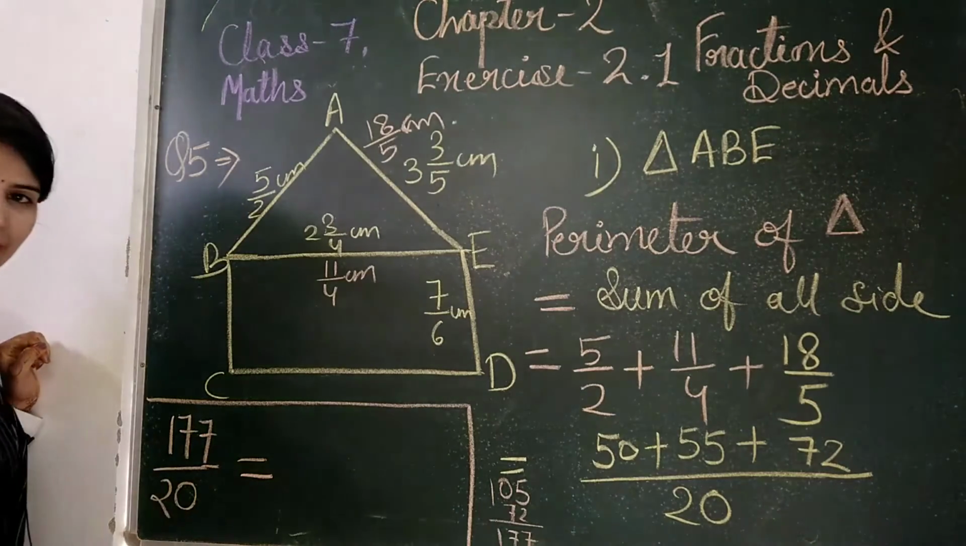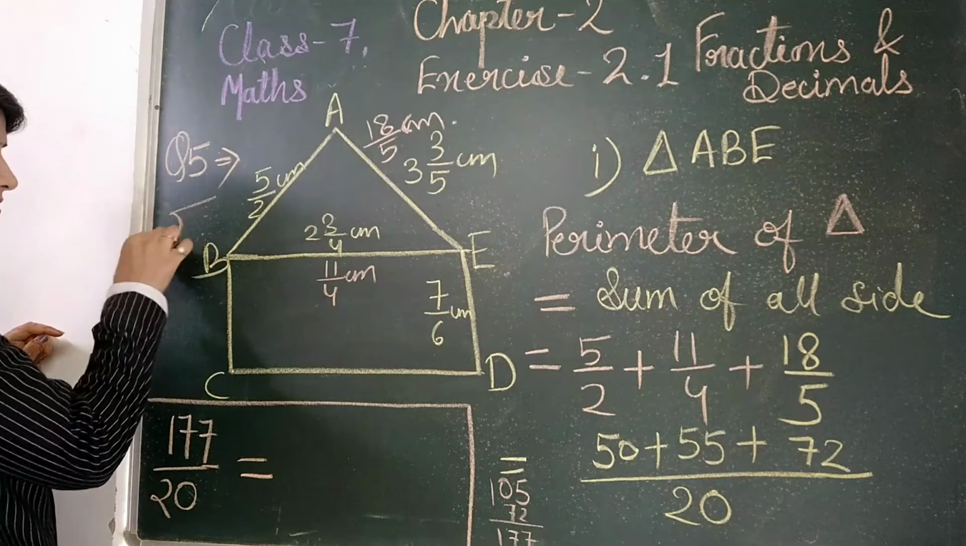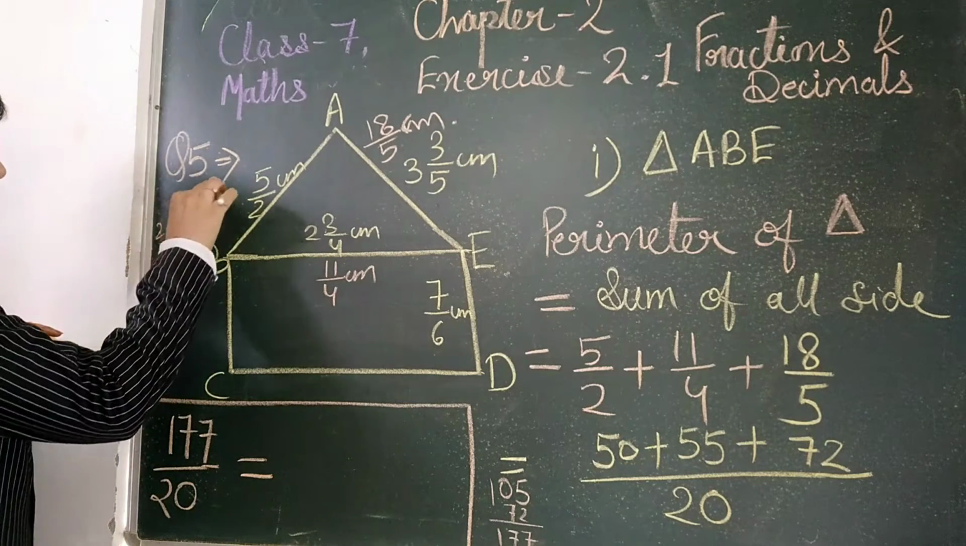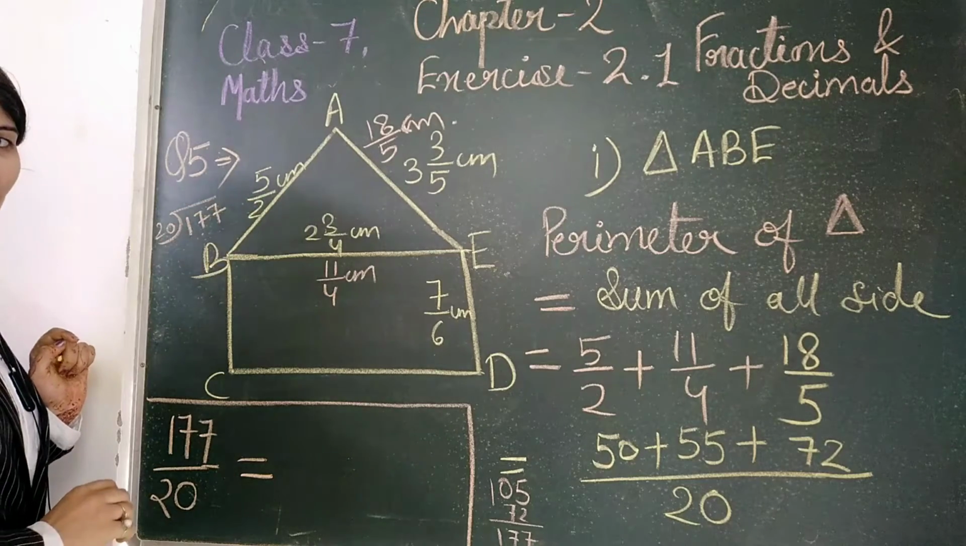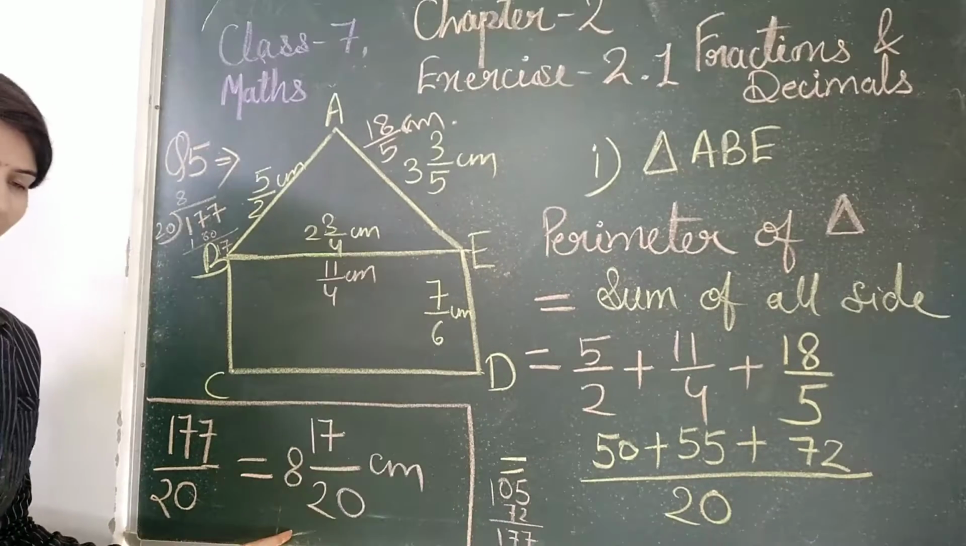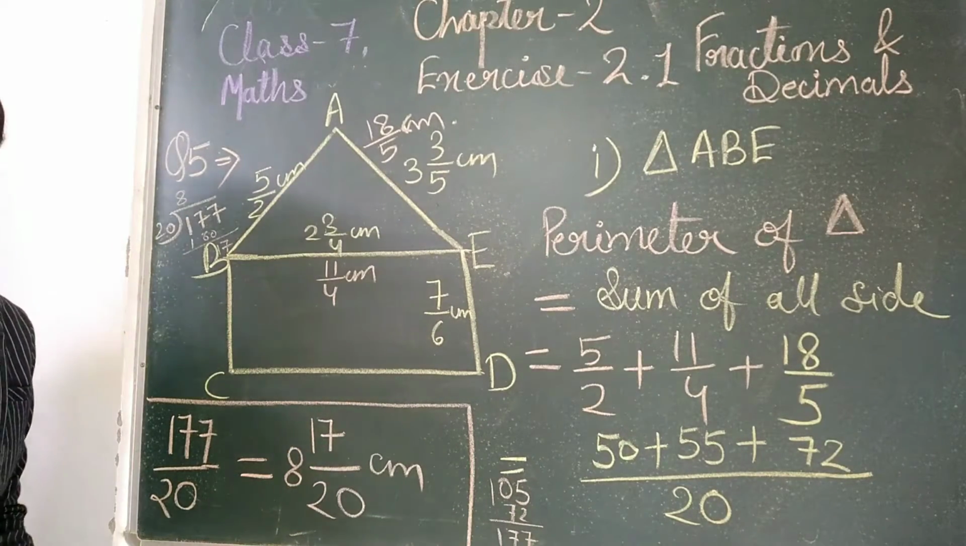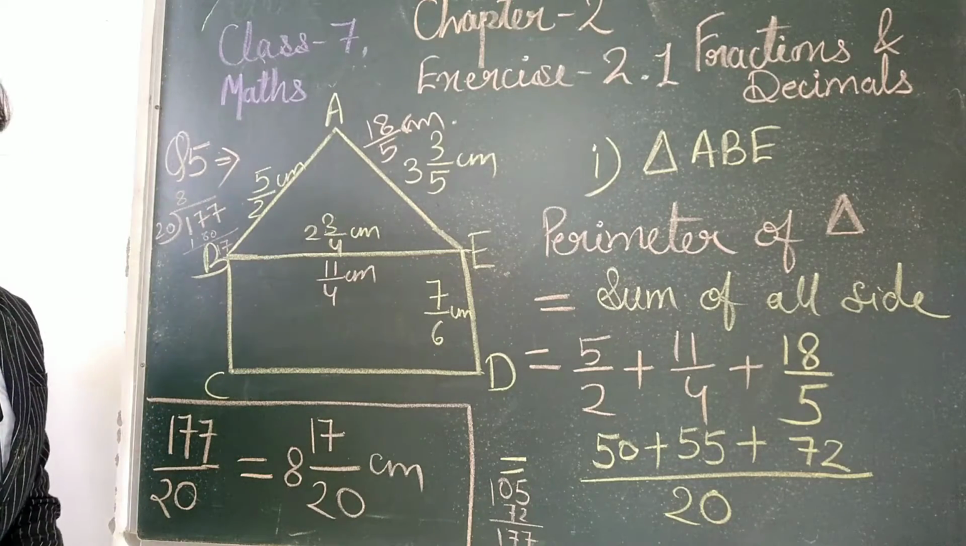Okay, now can you convert this improper fraction into a mixed fraction? Yes, it's very simple. Divide 177 by 20 like this. So what will you get? The mixed fraction, when you change it, will be 8 whole 17/20 centimeter, which is the perimeter of the triangle.